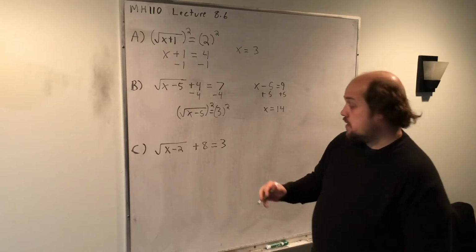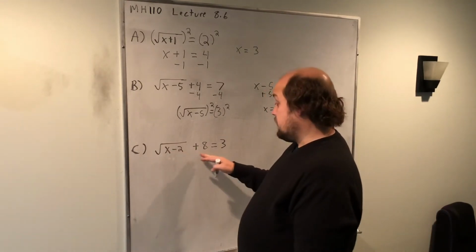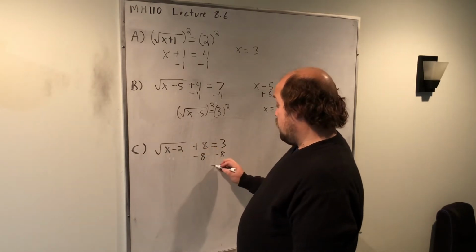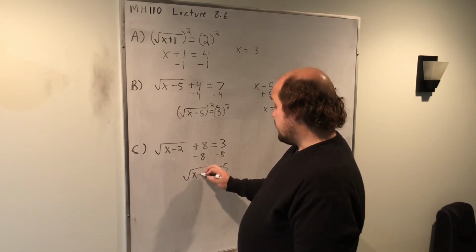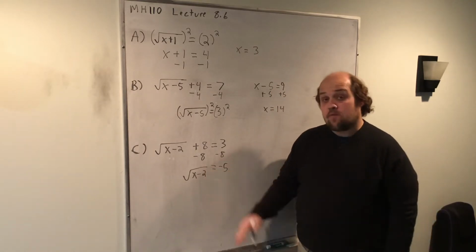In part C, I'm going to start again by trying to isolate the root. Right now, 8's being added to the thing under the root, so I'm going to subtract 8 from each side. When I do that, I get negative 5 on the right, and I get the square root of x minus 2 on the left. Right here is where I should know something went wrong.